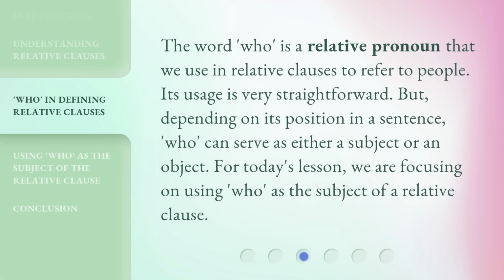The word who is a relative pronoun that we use in relative clauses to refer to people. Its usage is very straightforward. But, depending on its position in a sentence, who can serve as either a subject or an object. For today's lesson, we are focusing on using who as the subject of a relative clause.